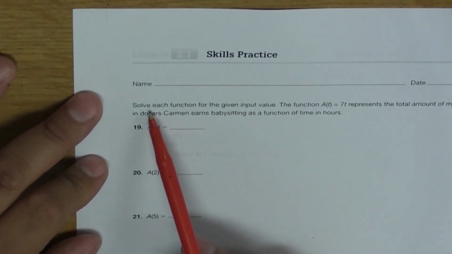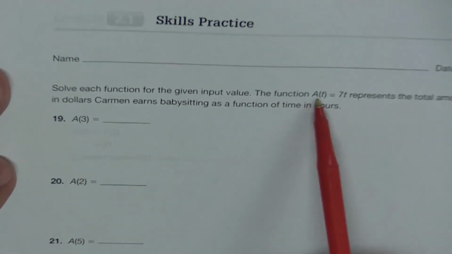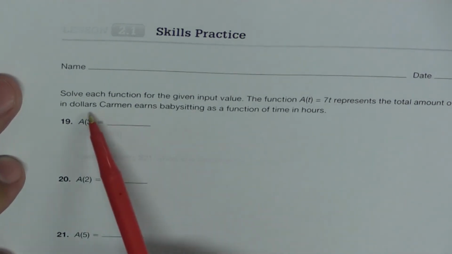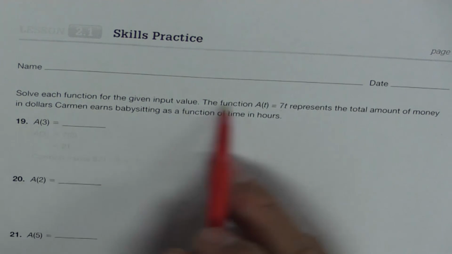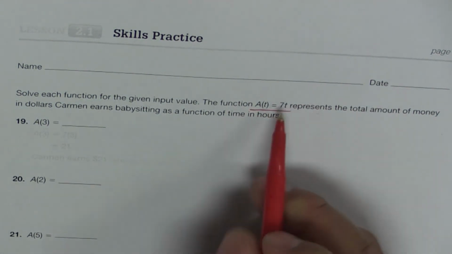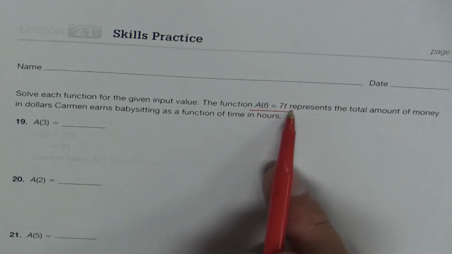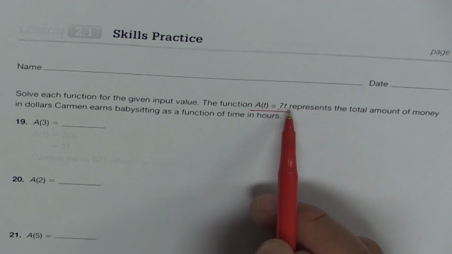For some of you little honey bears that love to do your multiplication, this is your time to shine. It says right here, solve each function for the given input value. The function A of t equals 7 times t represents the total amount of money in dollars Carmen earns babysitting as a function of time. That's a lot of reading. This represents the amount of money that she makes for babysitting. How much money does she make babysitting? She makes $7 for every hour.